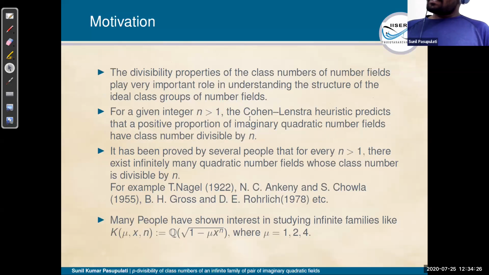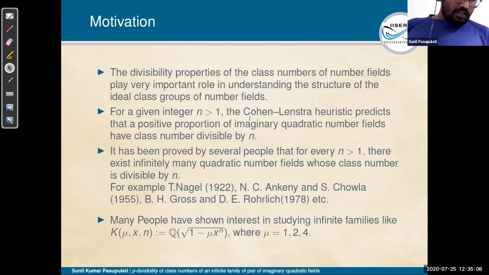To understand class numbers, people have started looking at the divisibility of class numbers, so that they can understand the structure of the class group in number fields. The Cohen-Lenstra heuristic predicts that a positive proportion of imaginary quadratic fields have class number divisible by n. This has been supported by several mathematicians proving that there exist infinitely many quadratic fields whose class number is divisible by n for any n, for example Nagell, Ankeny, Chowla, and Gross. Many people have shown interest in families like Q(√(1 - μx^n)), where μ is equal to 1, 2, 3, 4.